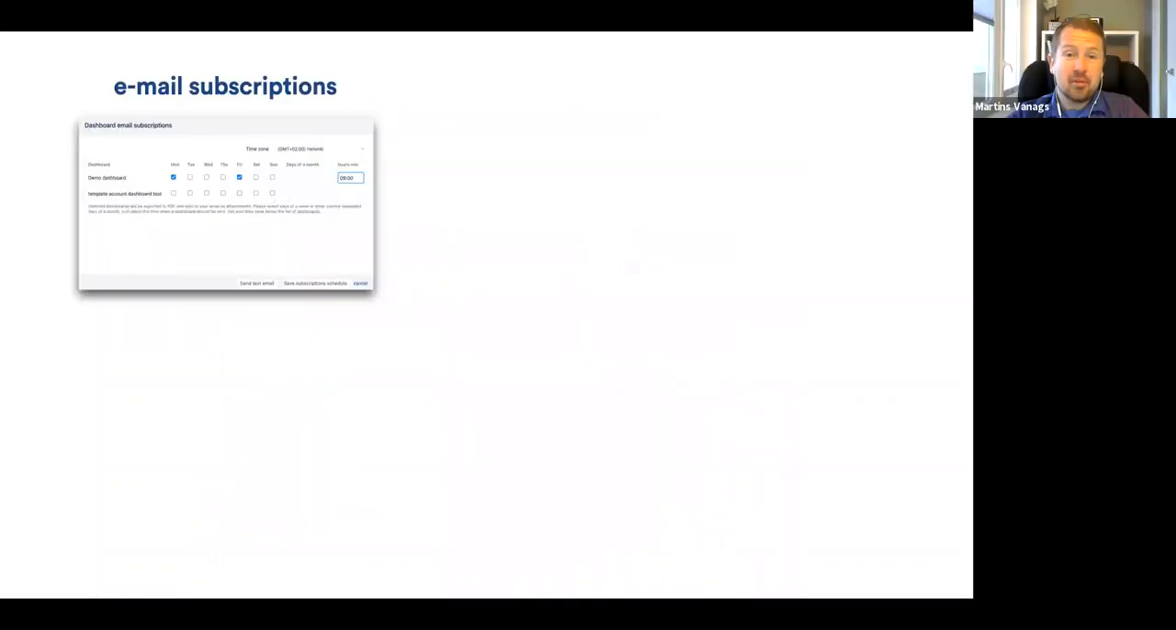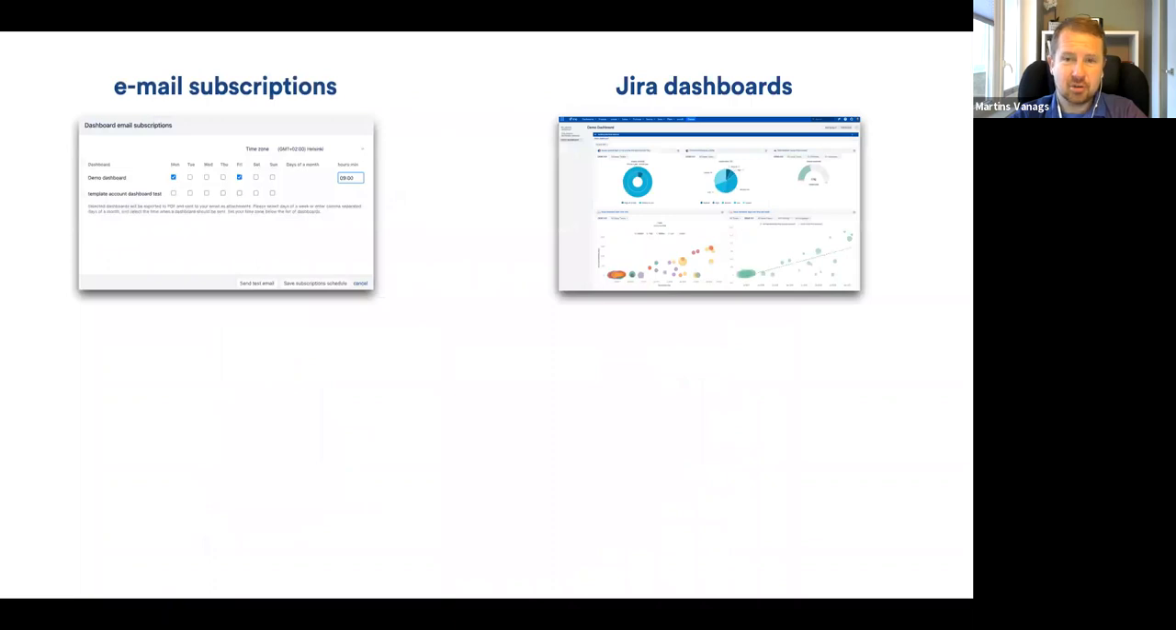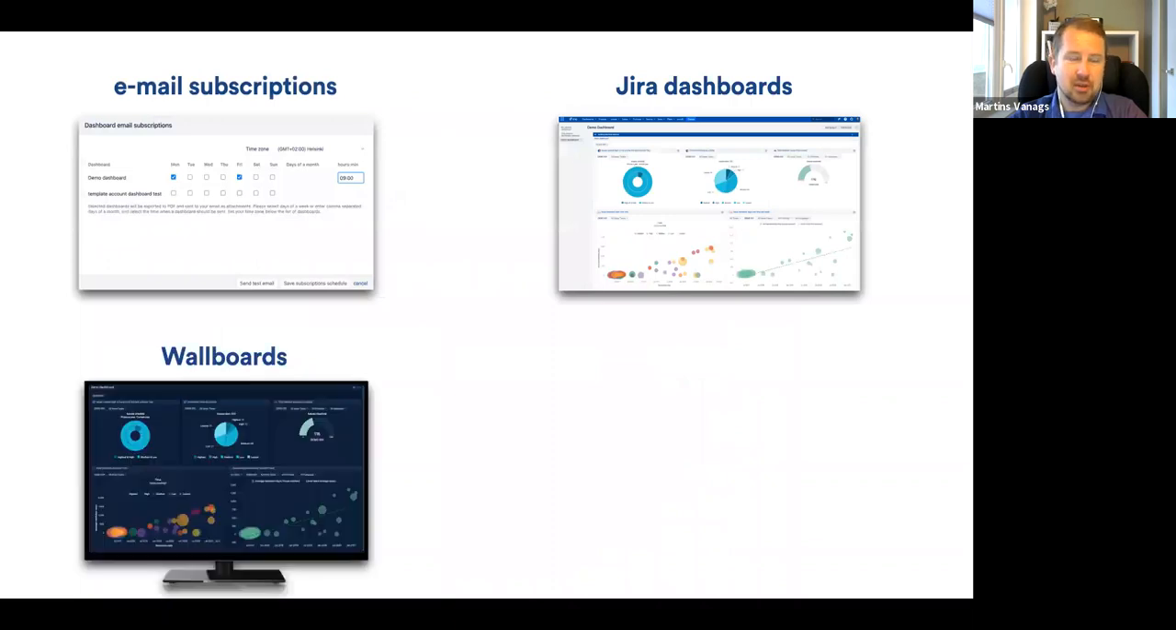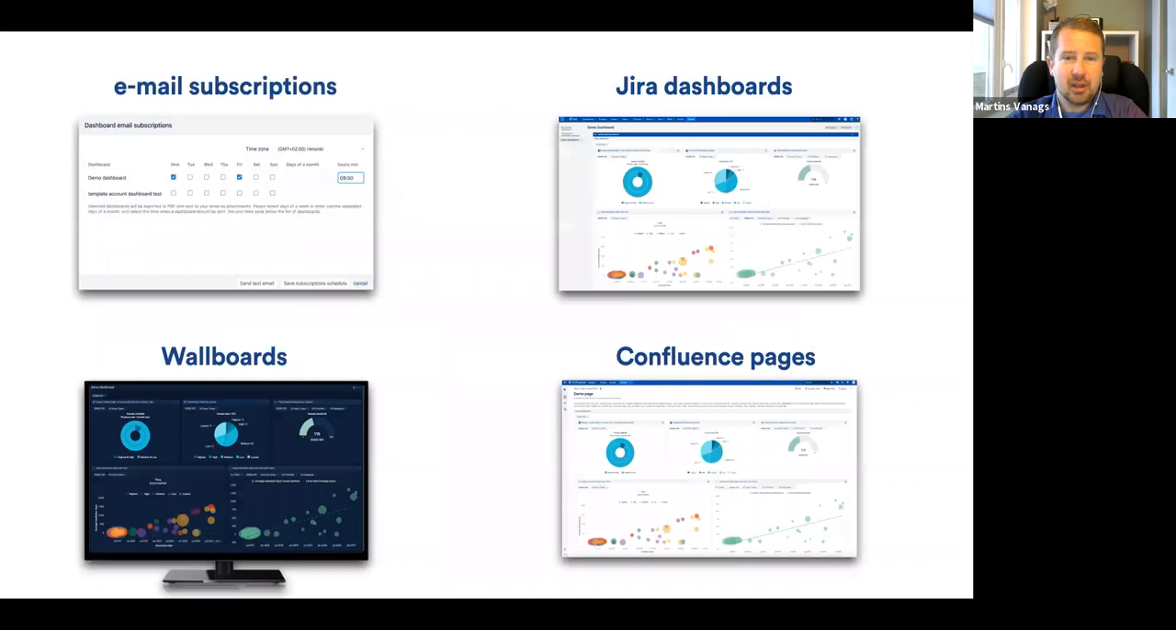And there are a couple more ways to publish. You can subscribe and receive the EazyBI dashboard as a PDF attachment. You can add the gadget on the Jira dashboard. You can have wallboards. You can add macros on Confluence pages. It's up to the customer how they want to publish EazyBI reports.